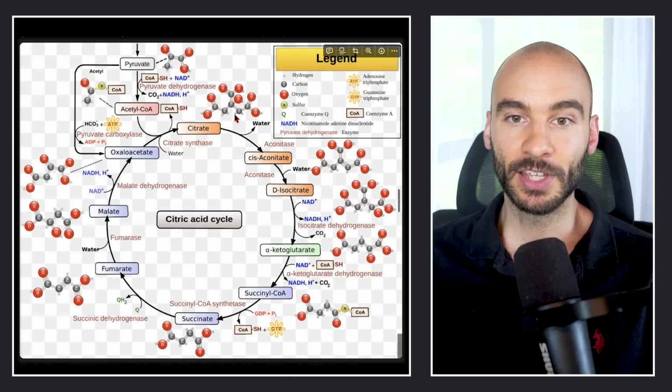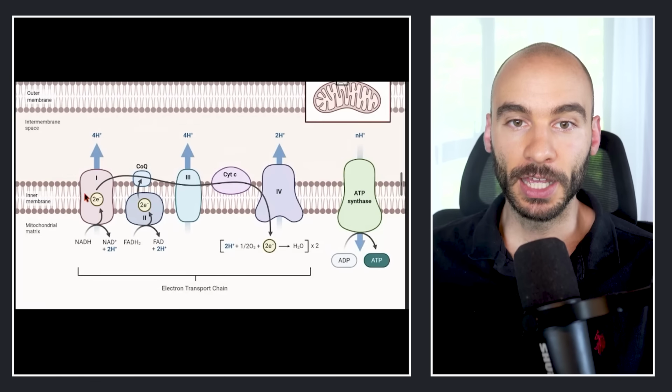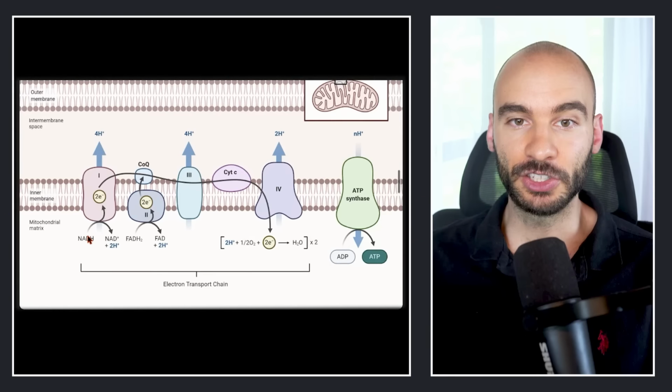Pyruvate dehydrogenase, all these enzymes require NAD+, but it doesn't have NAD+. Why doesn't it have NAD+? Because complex 1 is jammed up and it can't drop off its electrons, and so the NADH, which is NAD+ plus the protons, the H+ ions, is just sitting here.